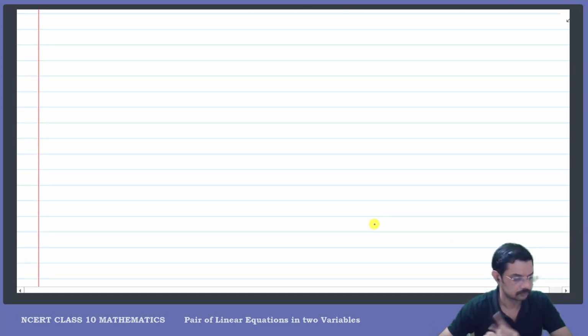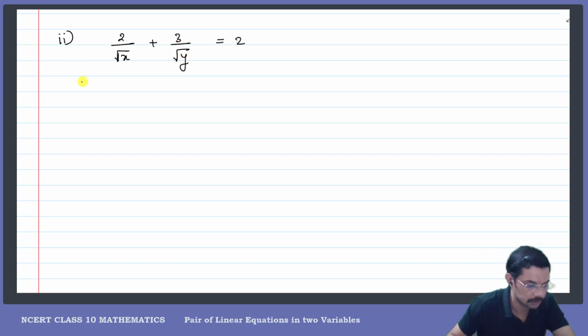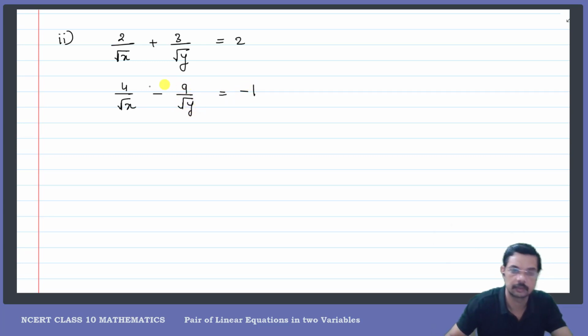Now a little more advanced. Question number 2. Let us consider 2 by square root of x plus 3 by square root of y equal to 2. And the second equation is 4 by square root of x minus 9 by square root of y is equal to minus 1.